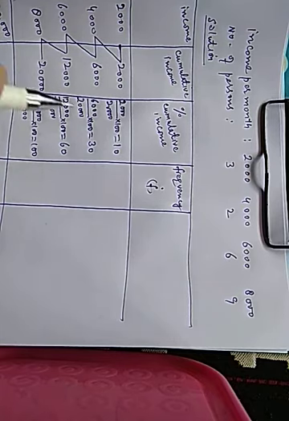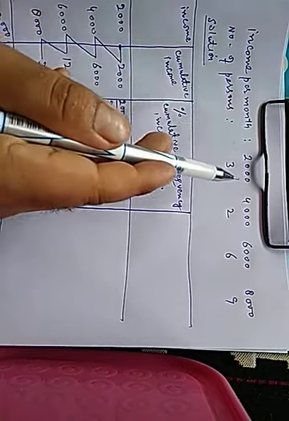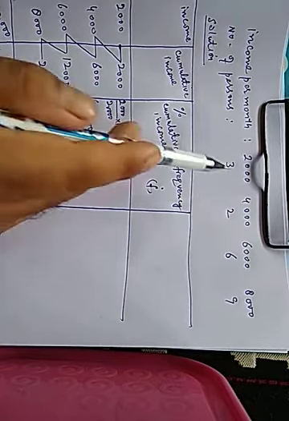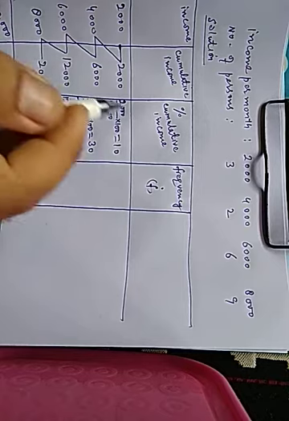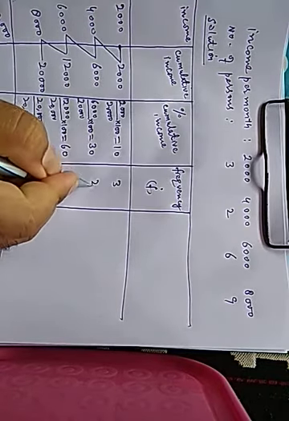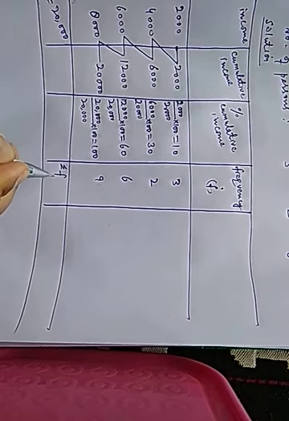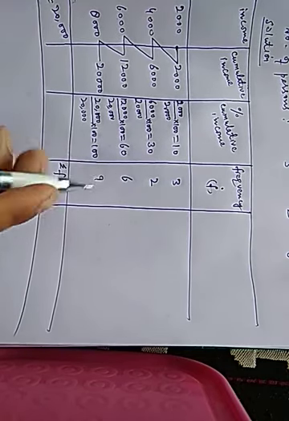In place of number of persons we will write it by frequency. Frequency means the number of persons who have received income equal to these values on monthly basis, and these are 3, 2, 6 and 9. Sum total of these frequencies, that is sigma f, is equal to 20, meaning there are 20 persons.